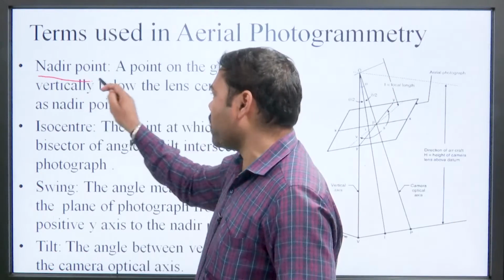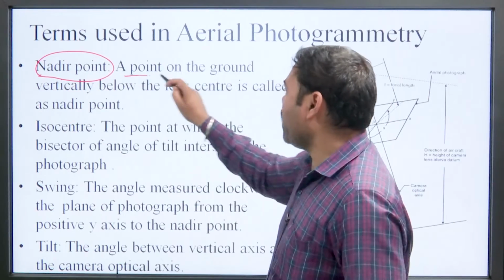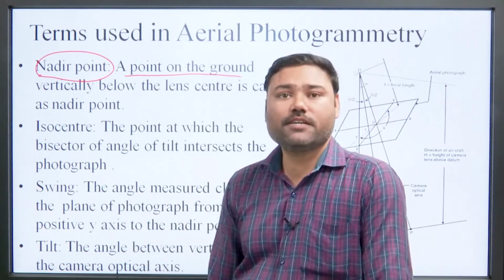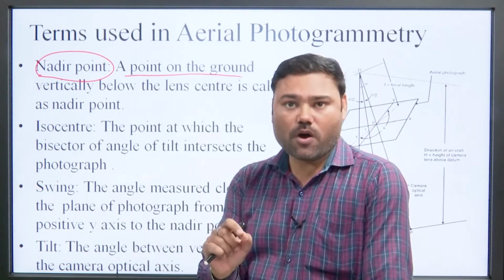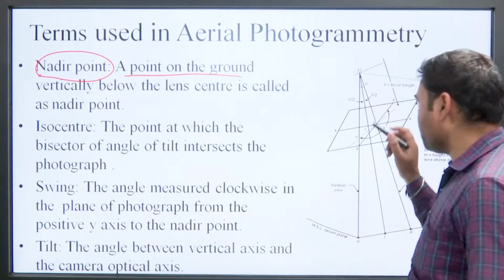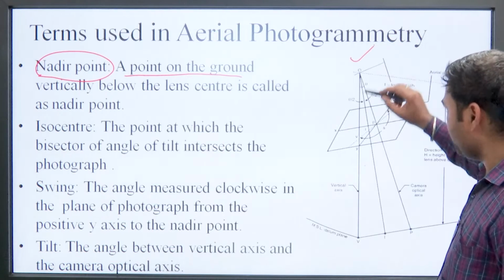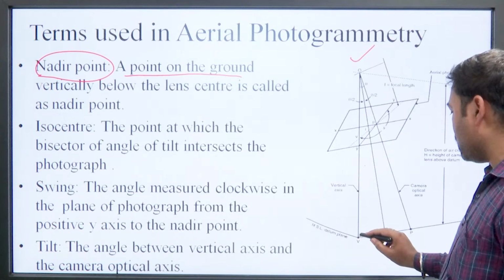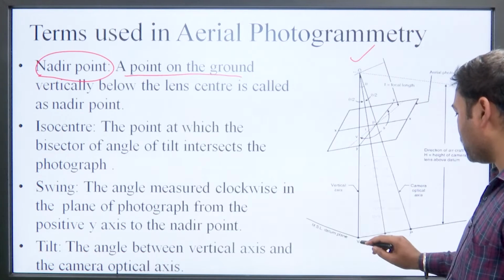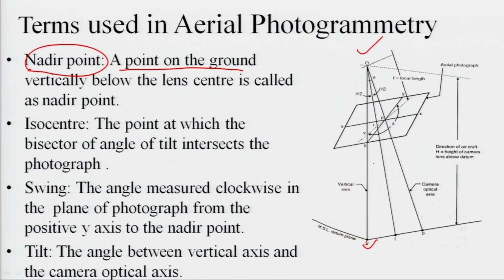Talking about nadir point, a point on the ground vertically below the lens center is called the nadir point. For example, looking at this figure, we can mark that this V is known as the nadir point because it's just below the lens center. A point just below the lens center is called the nadir point.